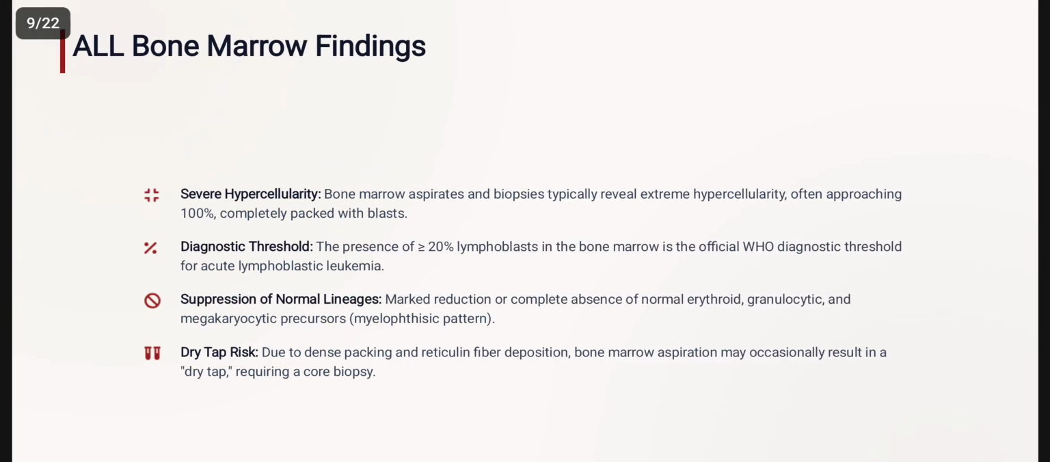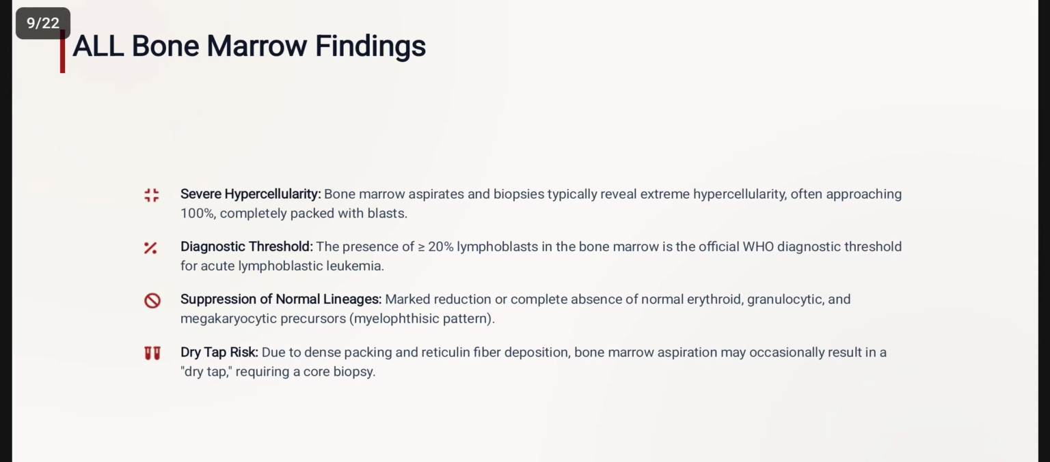ALL bone marrow findings: there is a severe hypercellularity. Bone marrow aspirates and biopsies typically reveal extreme hypercellularity, often approaching 100%, completely packed with blasts. The diagnostic threshold is the presence of more than 20% lymphoblasts in the bone marrow, the official WHO diagnostic threshold for acute lymphoblastic leukemia. Suppression of normal lineages: marked reduction or complete absence of normal erythroid, granulocytic and megakaryocytic precursors.